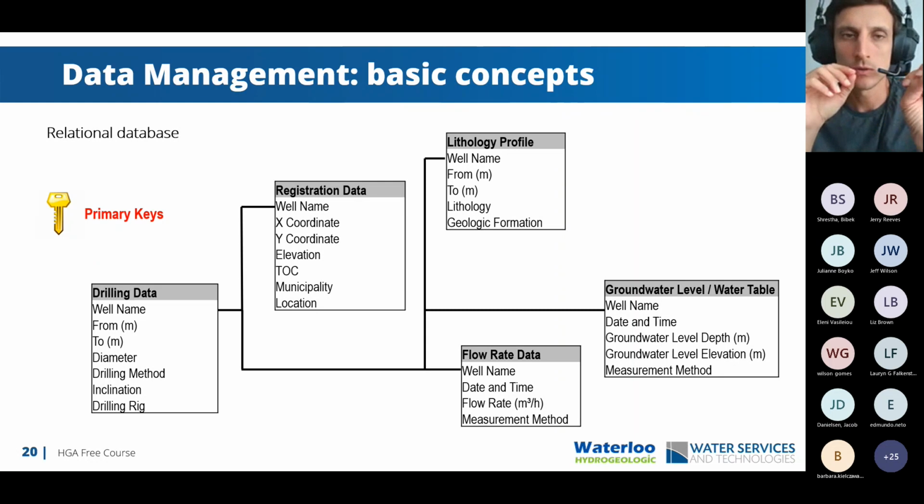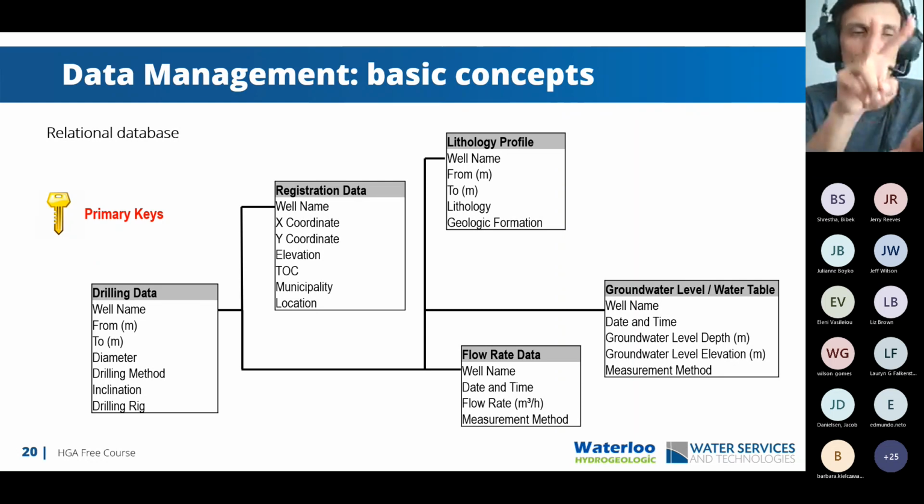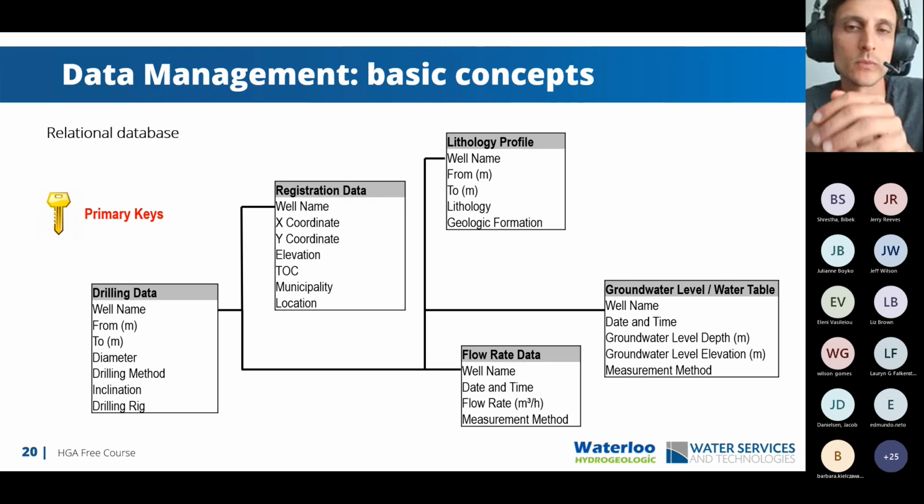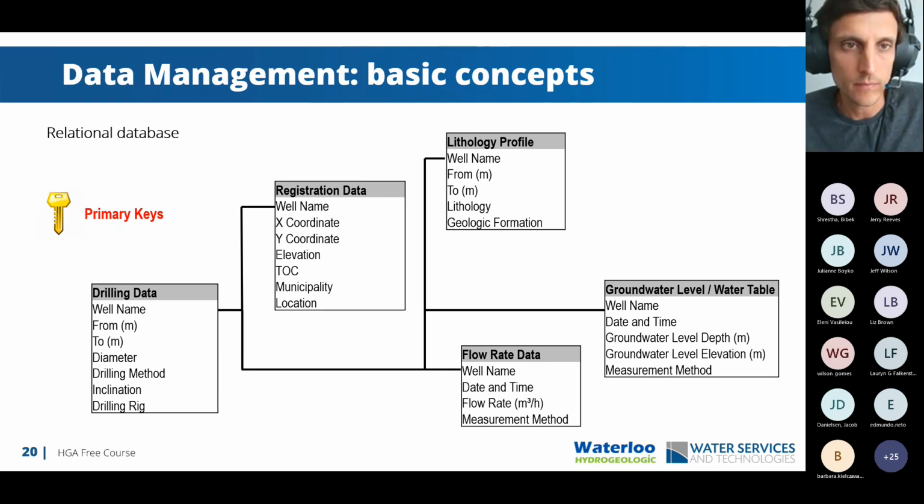They can be one single column, or it could be two columns that you can select to be the primary key of that specific table. So for example, on this registration data table, this is the table that we use to register all the wells that we monitor in our specific area. So you cannot have two wells with the same name. So the well name here is the primary key of this registration data table, because you cannot have two wells with the same name.